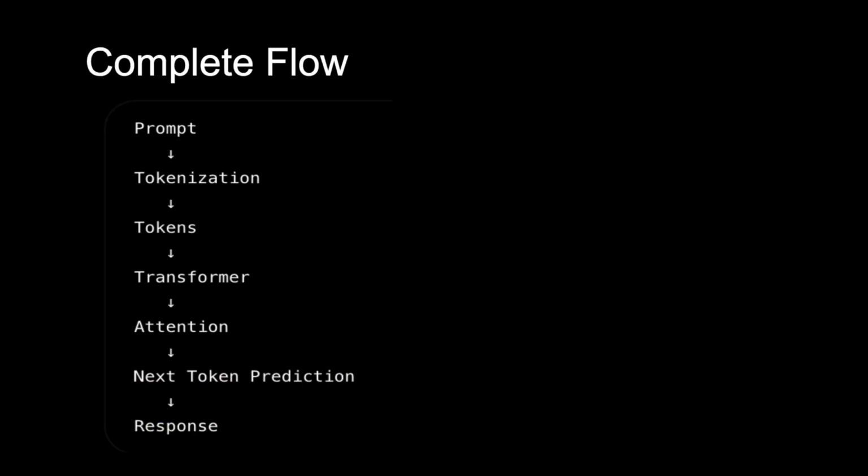Let's review this complete journey. You type a prompt, it is converted into tokens. The transformer analyzes relationships. Attention identifies important context. The model predicts the next token and eventually generates a complete response. In the next video, we will dive deeper into tokens. We will learn why tokenization matters, how token limits work, and why tokens are so important in modern AI systems.